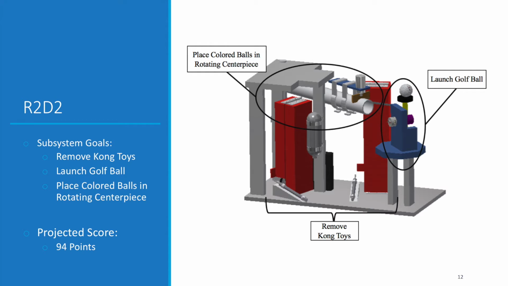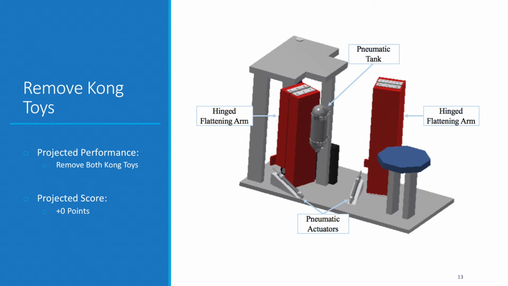This machine, called the R2-D2, has three subsystem goals: remove Kong toys, launch golf ball, and place colored balls in rotating centerpiece. Upon successful completion of all mechanisms, the R2-D2 was projected to earn 94 points. To remove Kong toys, the R2-D2 has two hinged flattening arms which are triggered by pneumatic actuators connected to a pneumatic tank. These arms were predicted to successfully remove both Kong toys and earn 0 points.